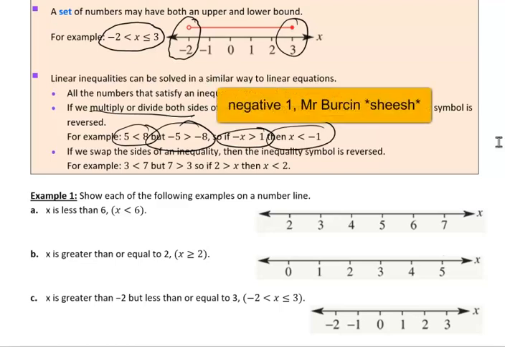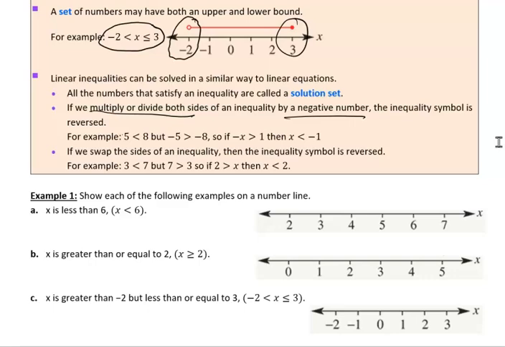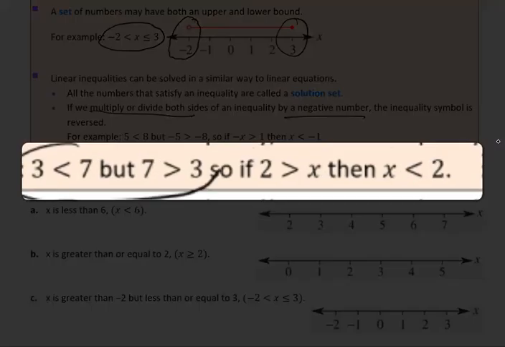If we swap sides of an inequality, so if we just decide that we would rather see 3 come first instead of 7, well, 3 is less than 7, and 7 is greater than 3. So 3 is still less than 7, but we need to make sure that that's reflected in the sign. So if 2 is greater than whatever x is, x will be less than whatever 2 is.